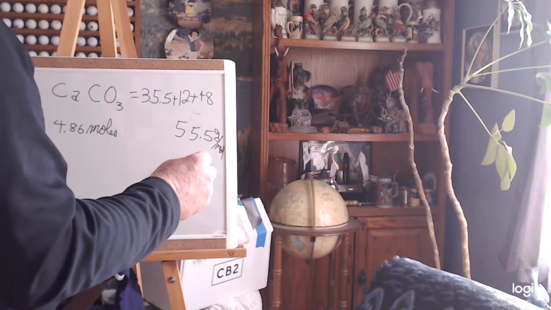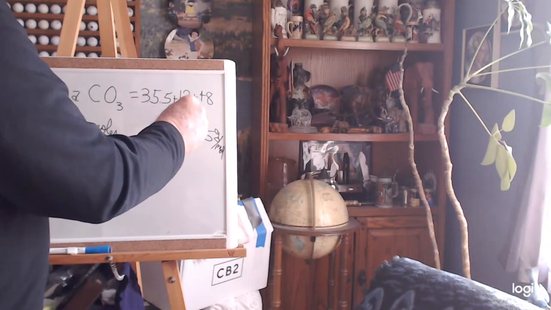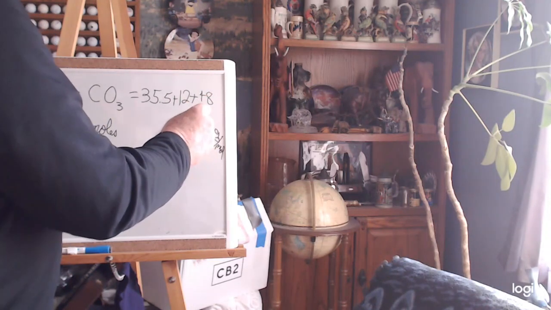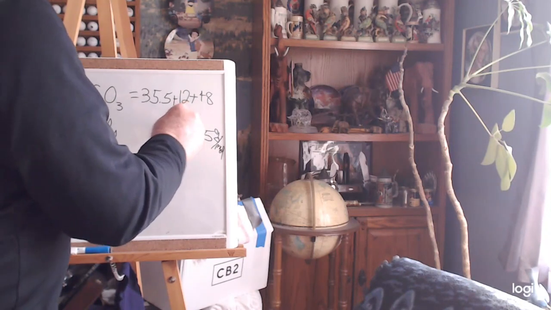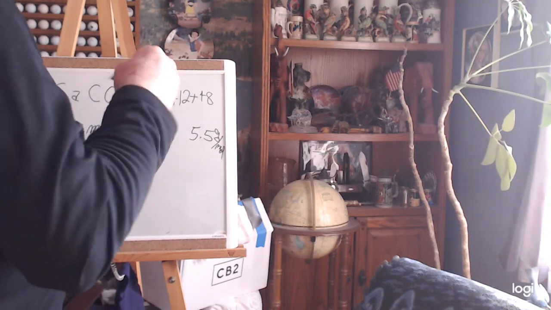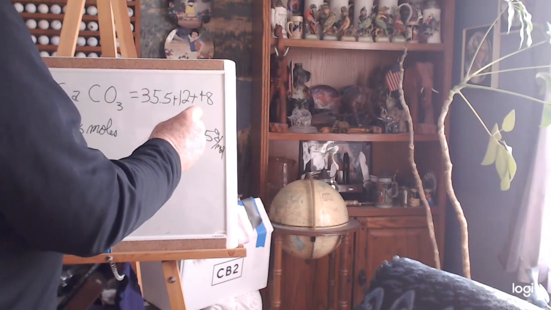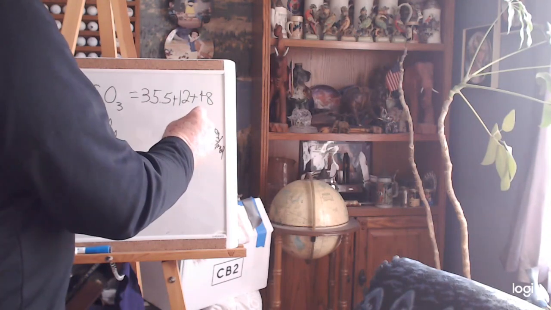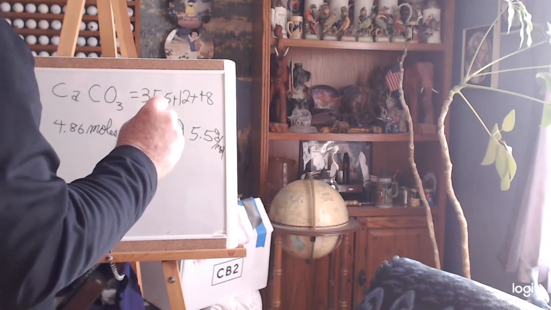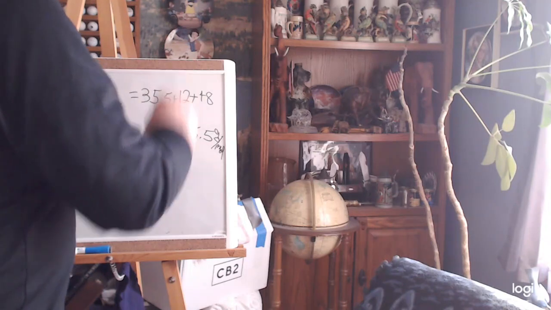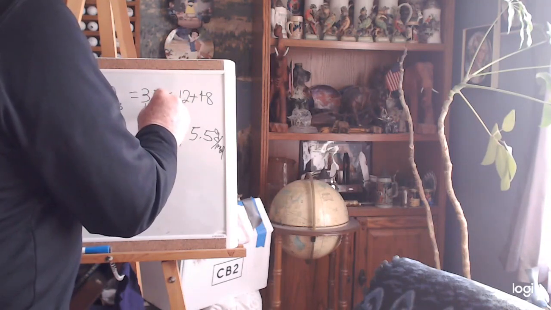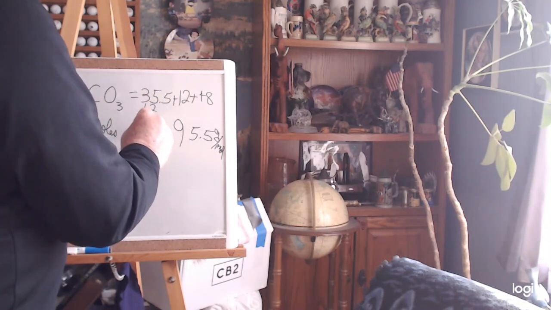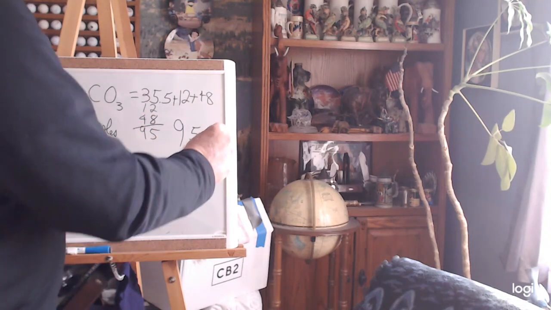So the molecular weight of calcium carbonate is 35.5 plus 12, which is 47.5, plus 48, which is, again, see, when you get old, you got to have a calculator all the time. So that's 47.5 plus 48 is 95.5. Let's see if I'm right. Again, longitudinally, I can do it much quicker. It is 95.5 grams per mole.